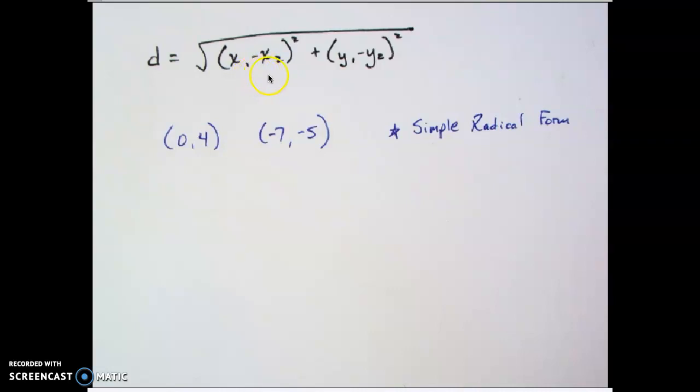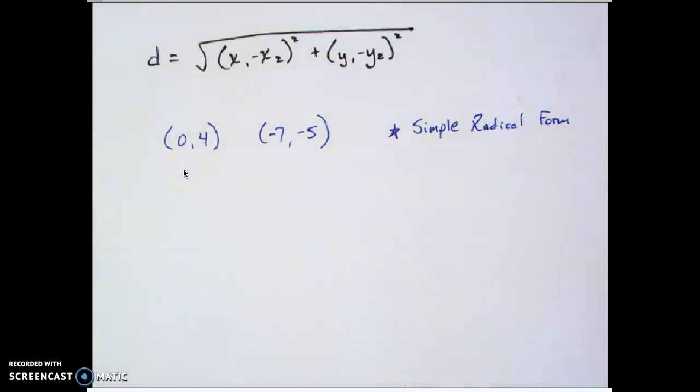Here we have our coordinates. We're going to take the difference between our x values. That's like the run of the right triangle. We're squaring that side, plus the difference in our y values. That's like the rise of that right triangle. So this is coming from the Pythagorean theorem.